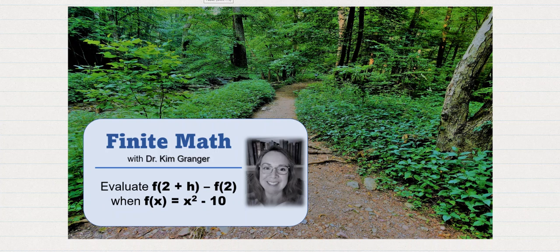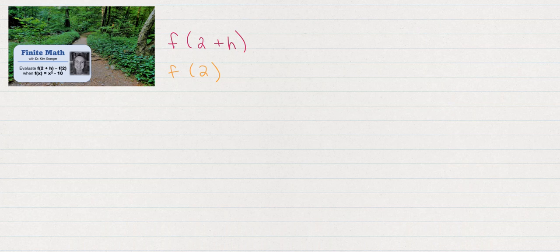This is an important algebra problem for finite math students. We need to be able to evaluate a function given an expression or value for the function. So for example, f of 2 plus h minus f of 2 when f of x is x squared minus 10. Here is a method that I find works really well, especially given that this example is a subtraction.